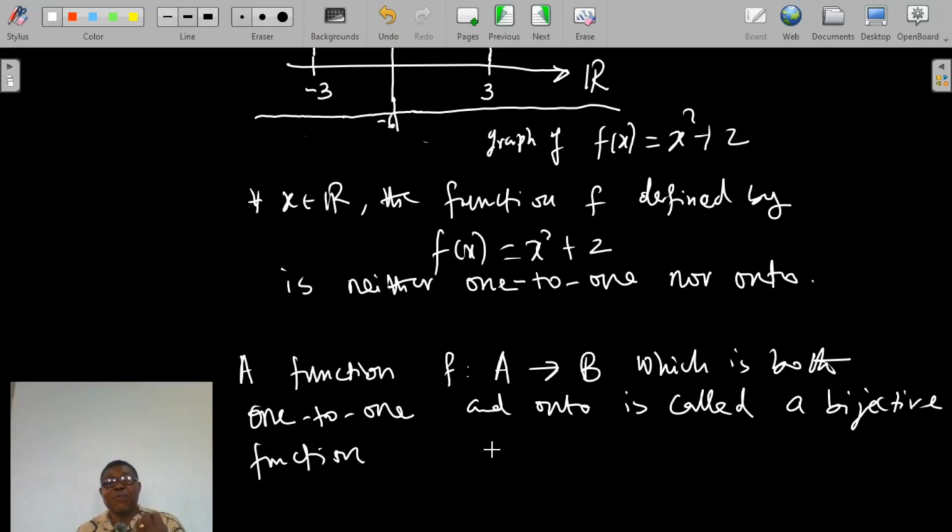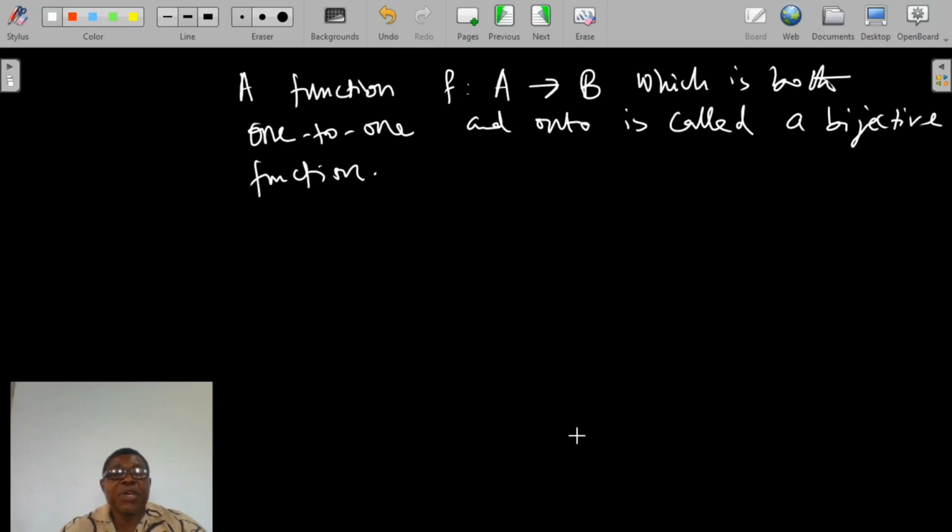Remember that a 1-to-1 function is also called an injective function. An onto function is also called a surjective function. So what this means is that a bijective function is a function that is both 1-to-1 and onto. A typical example of a bijective function is the following.